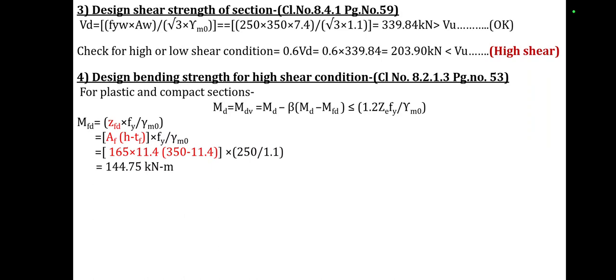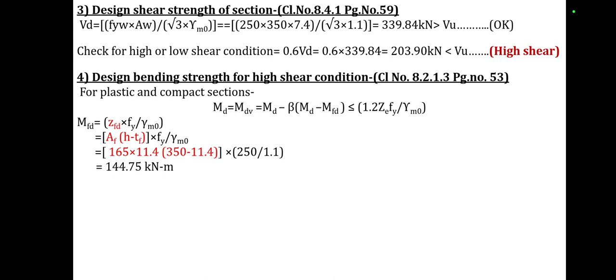Then we have to calculate the MFD first. As the value of MD we have calculated, MFD is equal to ZFD into Fy divided by gamma m0, and ZFD is equal to AF into bracket H minus TF into Fy divided by gamma m0. AF is 165 mm into 114. AF means area of the flange.